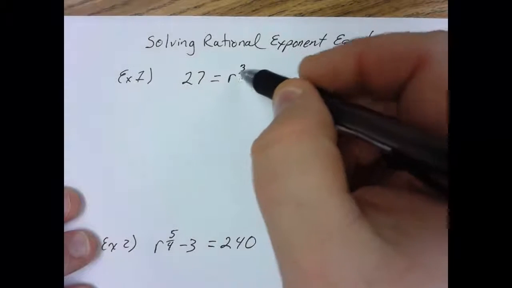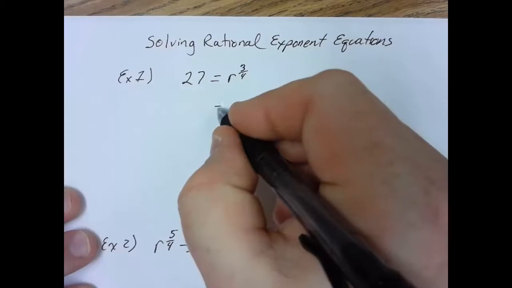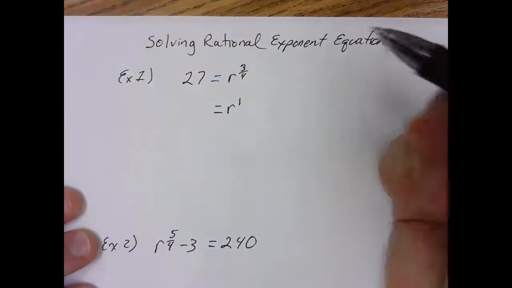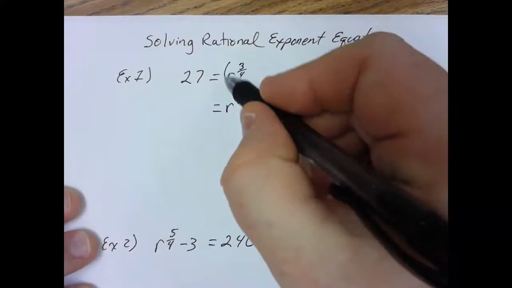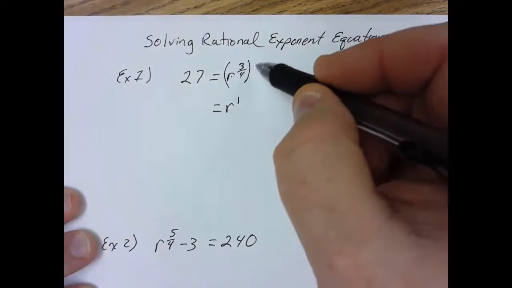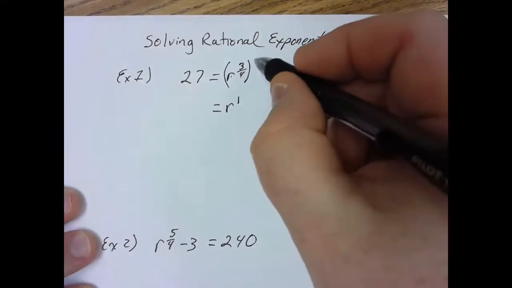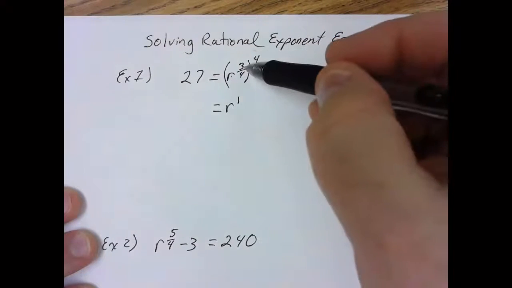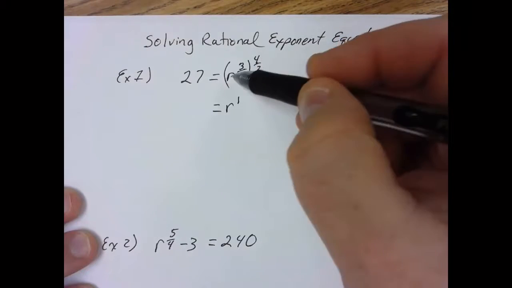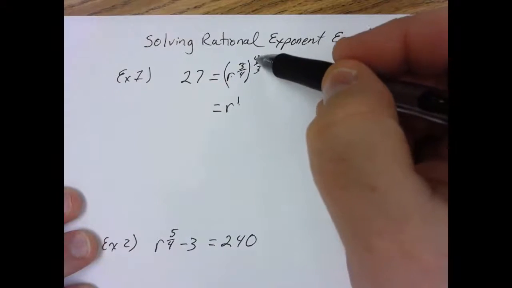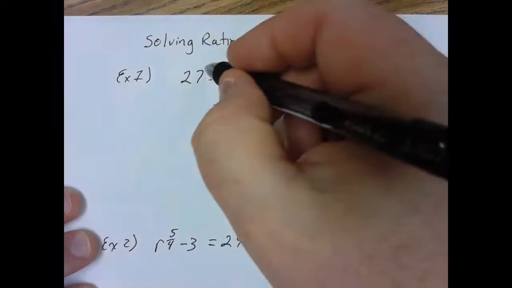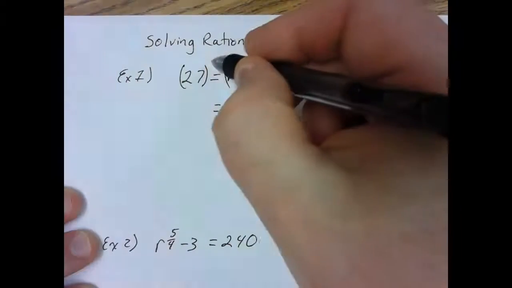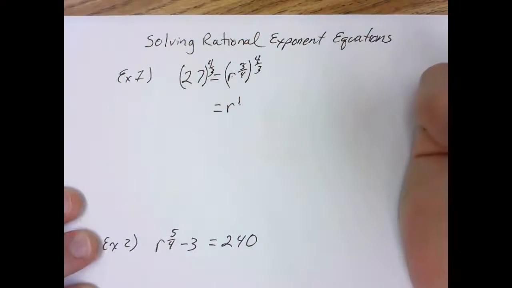So what we want to do is turn this r to the 3/4 into r to the first power. The way we can do that is to raise this whole right-hand side to the reciprocal power of 3/4, which is 4/3. Now when I raise a power to a power, I multiply, and that gives me r to the first power. The 3's cancel, the 4's cancel, r to the first. But I have to raise the left-hand side to the same reciprocal power, which is 4/3.